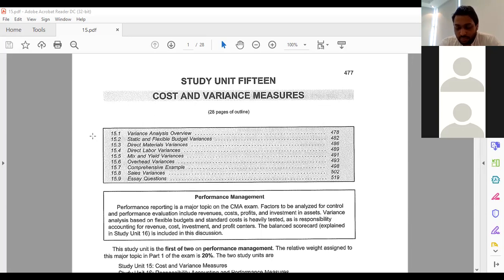Then labor variance, direct material variance, and all other kinds of variance like sales variance and overhead variance. All these variances we will analyze to find out where we are lagging between actual figures and the budget. Are we ahead of the budget, or are we lagging behind it? That we will know from the variance analysis. Okay.